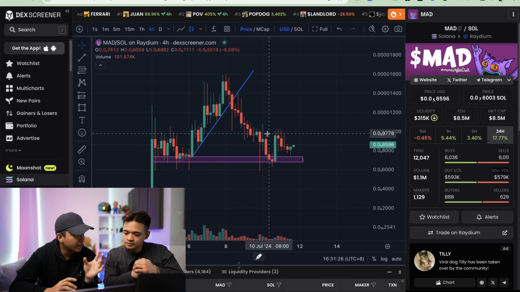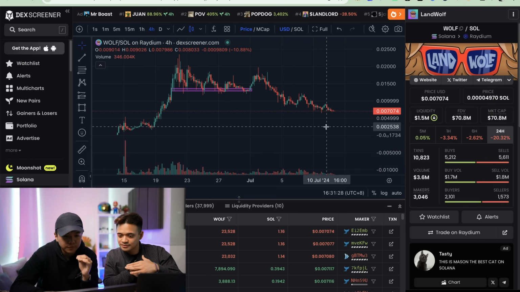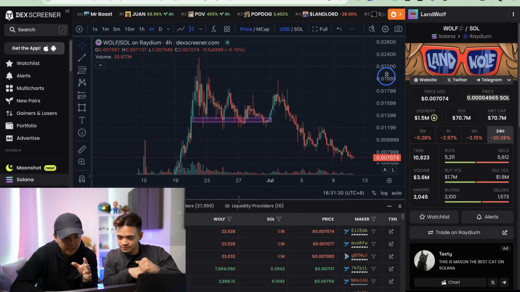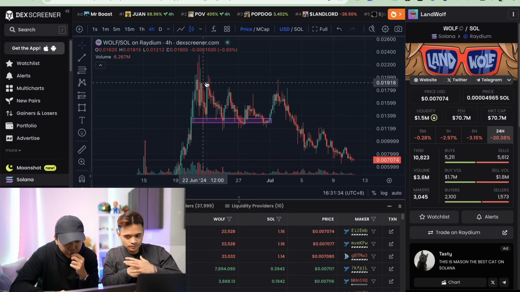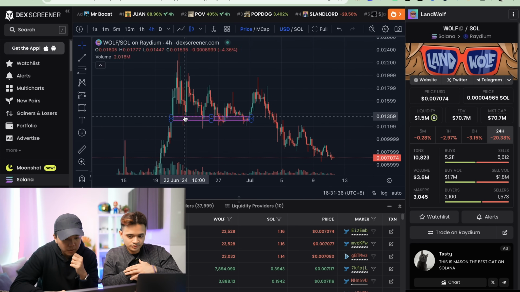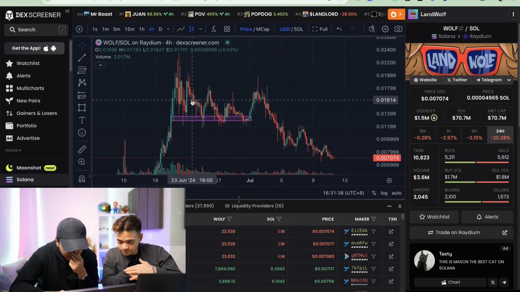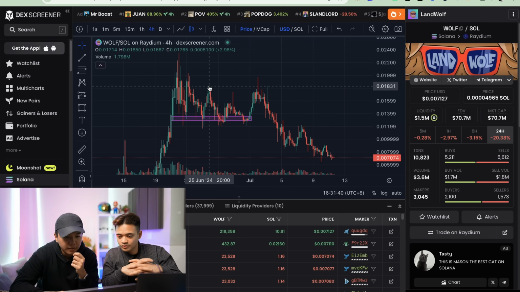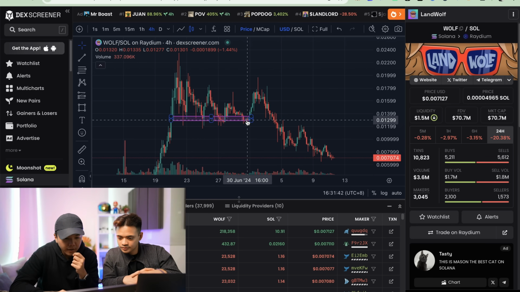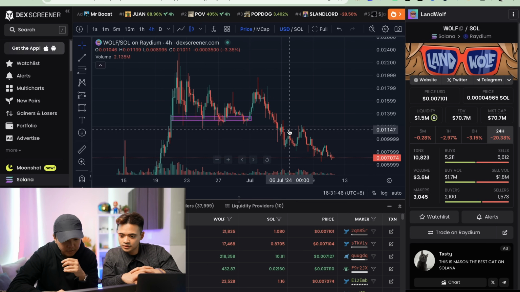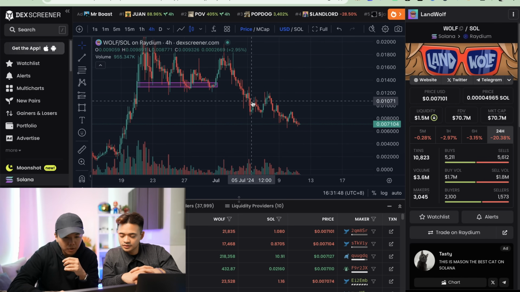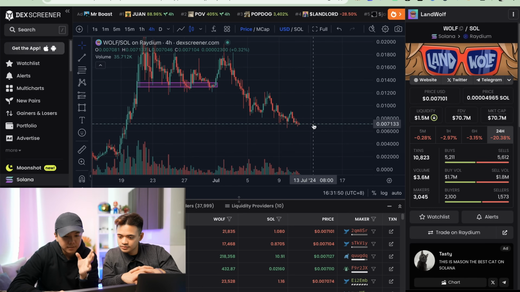So I'll sidetrack a little bit and look at Land Wolf. Same time frame, 4 hour. Back in June, you see this strong order block being formed here, right? Whenever price comes down here, it gets absorbed by the market and it pumps back up. Then the final breakout was here, but it fails to pump and it dumps, right? It breaks below the order block and now it's in price discovery.